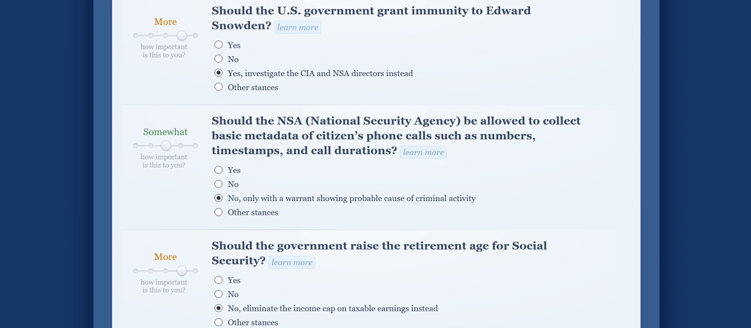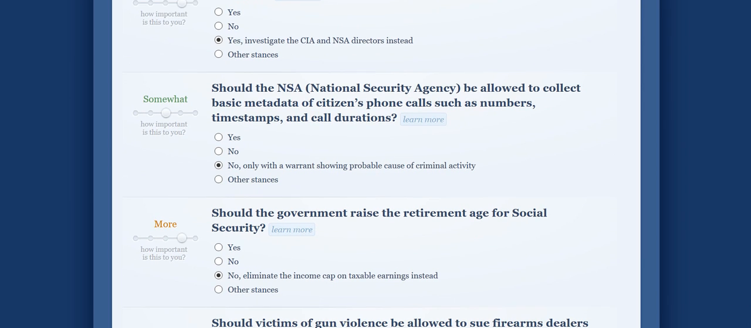Should the NSA be allowed to collect basic metadata of citizens' phone calls, such as numbers, timestamps, and call durations? I said no, only with a warrant showing probable cause of criminal activity. Yeah, when it comes to these issues, man, it's very simple. Like, nobody says the government in any and all circumstances cannot do surveillance.